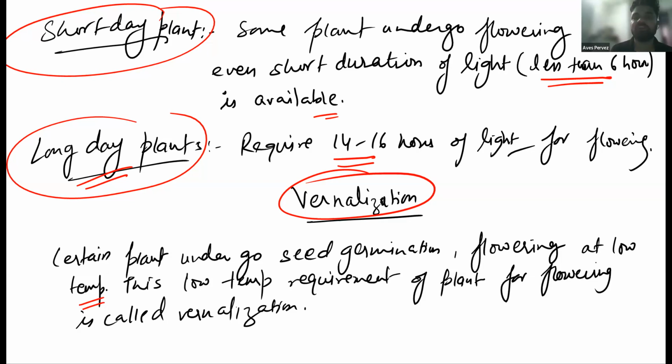Now we have some questions regarding this chapter. One question is how tendrils, the climbing plants, curl around the support. For example, this is a climbing plant, the climber, this is a support, and the climber is moving around it. So how do the climbers curl around the support?